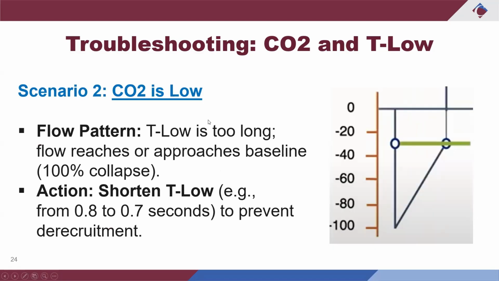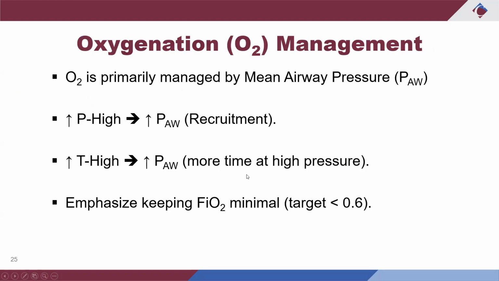If your CO2 is too low, then again, your time low may be too long. So you're way up here, maybe at 25% expiratory time. So again, go back and recalculate it. And maybe you're not at 75%. You have enough room then to shorten your time low.